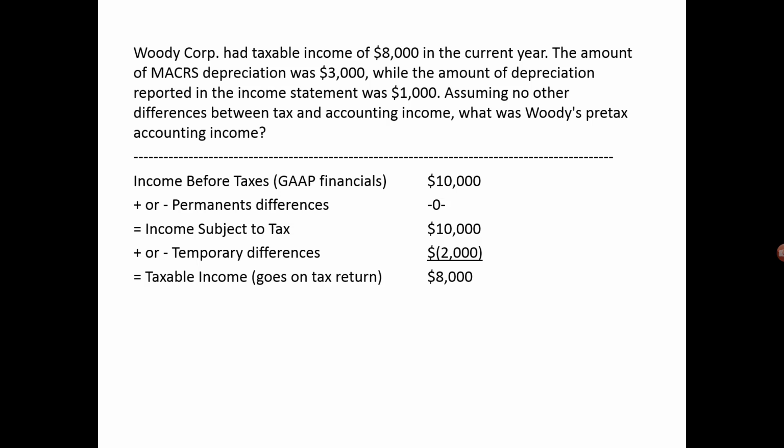And so here's the math. That income before taxes must have been $10,000, and then you subtracted an additional $2,000 of depreciation allowed for taxes that were not allowed for GAAP to get down to what you're actually going to have to put on the tax return and write a check for.